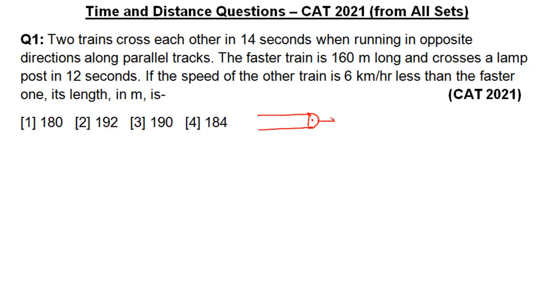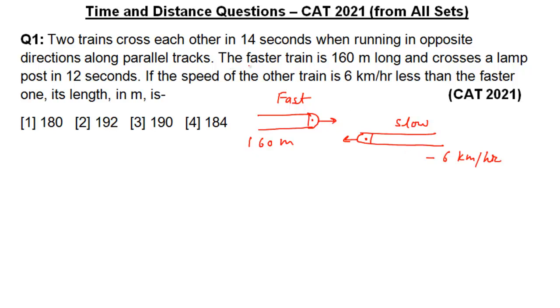They are running in opposite directions on parallel tracks. So I'm just making a small diagram in order to understand the whole situation. Say this is the faster one. So this is the fast train and this is the slow train. And what's given is the faster train is 160 meter long and the speed of the slower train is 6 kilometer per hour less than the faster one.